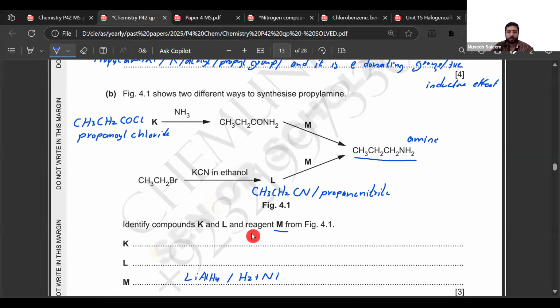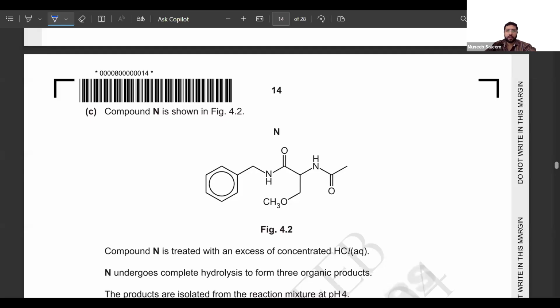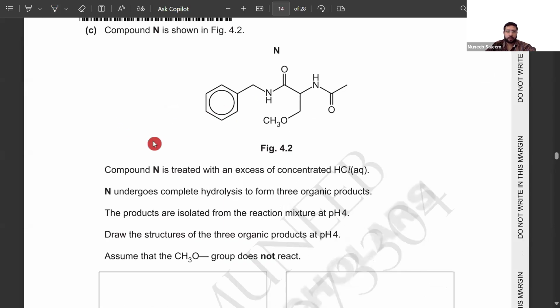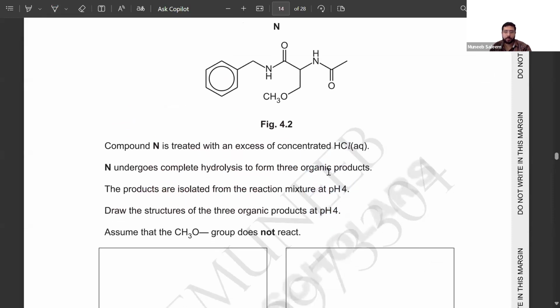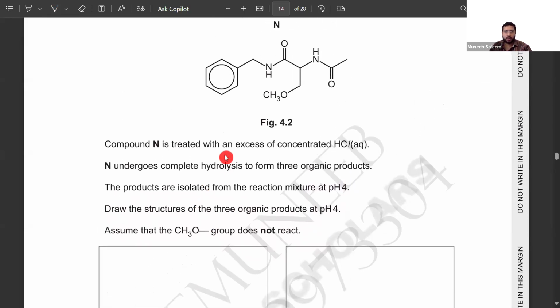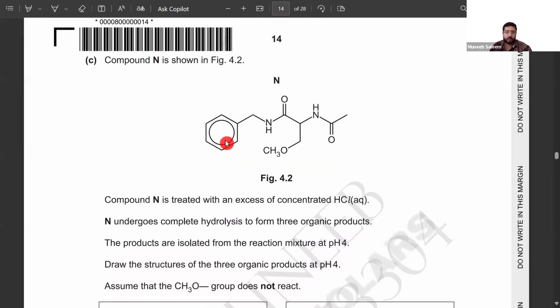Now the next question, the C part. Compound N is shown. Compound N is treated with excess of HCl and undergoes complete hydrolysis to form three products. The products are isolated from the mixture at pH 4. Draw the structures. All right, now here the reaction is between the compound N and the concentrated HCl.